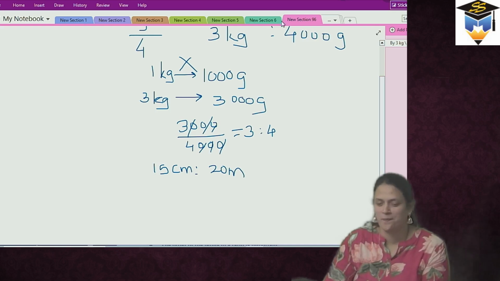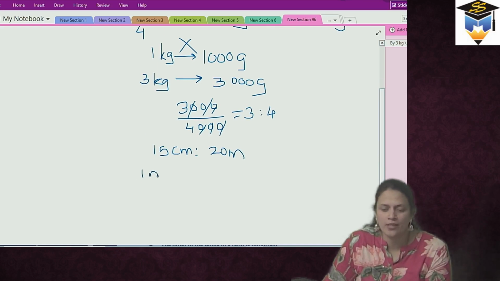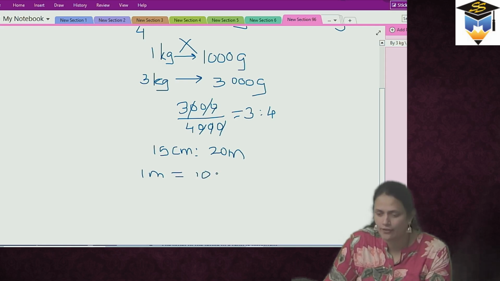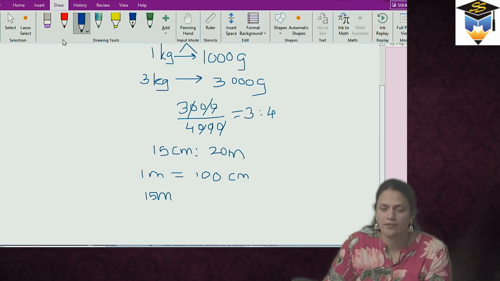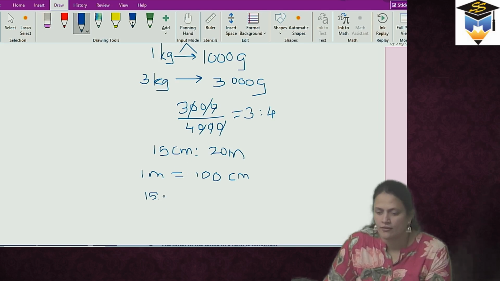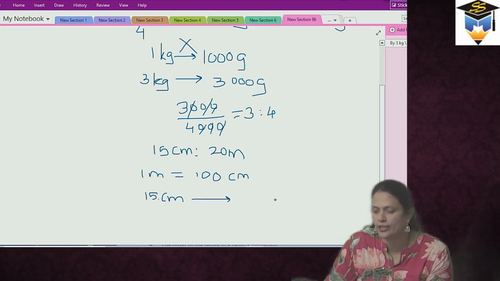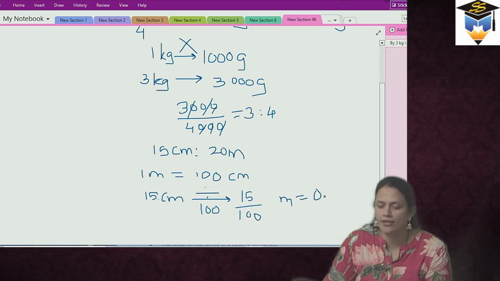All right. Okay. So 15 centimeter is to 20 meters. Now we already know 1 meter is equal to how many centimeters? 100. So now 15 centimeters, we have to convert to meter. So we are going to do division. So 15 centimeter, if we want to convert into meter, we are going to divide by 1 meter is equal to 100 centimeters. So we will be dividing by 100. So 15 divided by 100, क्या मिलेगा? 0.15.